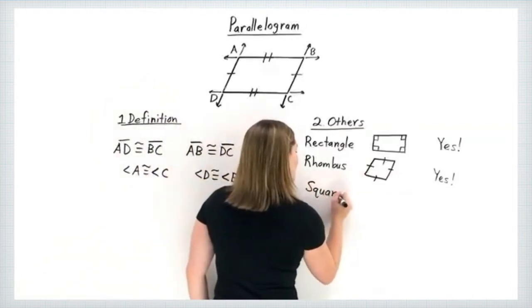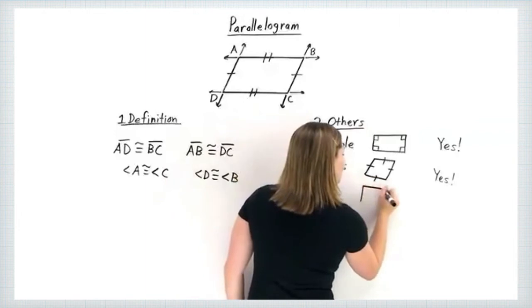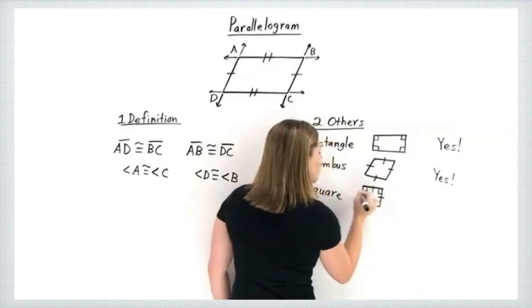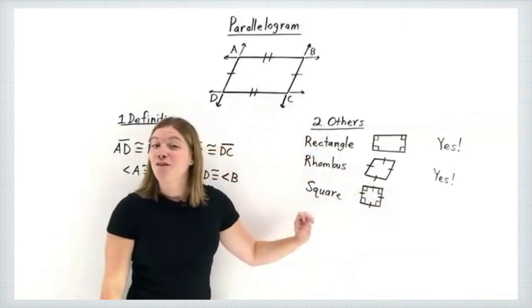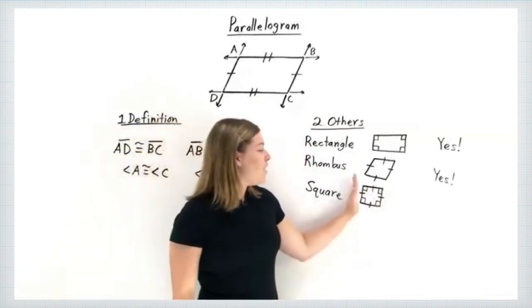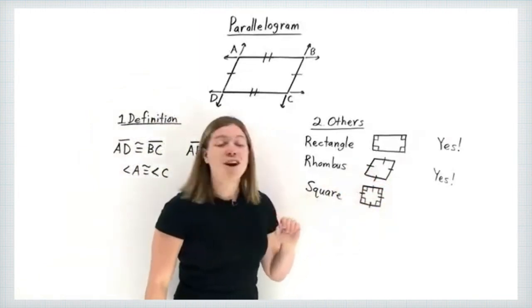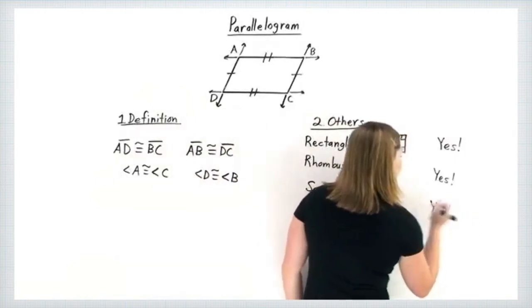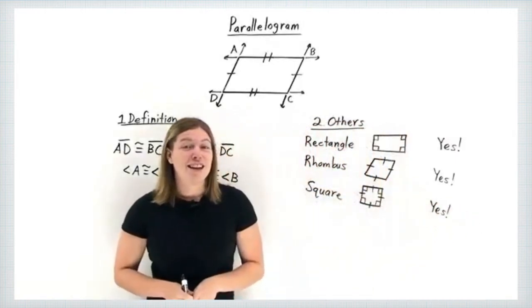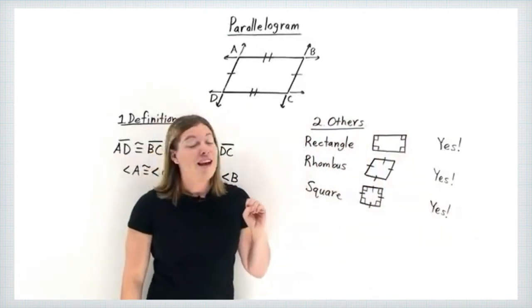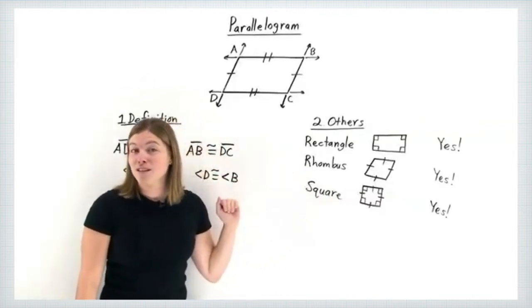Now let's take a look at a square. A square is a four-sided figure where all four interior angles are right angles and all four sides are congruent. Again, because all four sides are the same length, we know that opposite sides are congruent. And if we look, we can see that those opposite sides are also parallel. Since we have two pairs of opposite sides that are parallel and congruent, that means that yes, a square can be classified as a parallelogram. And again, not every parallelogram is necessarily a square.